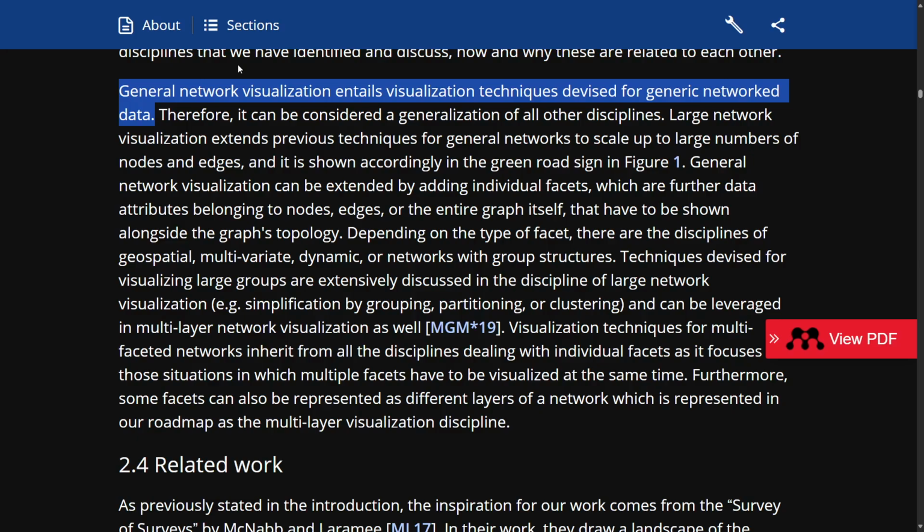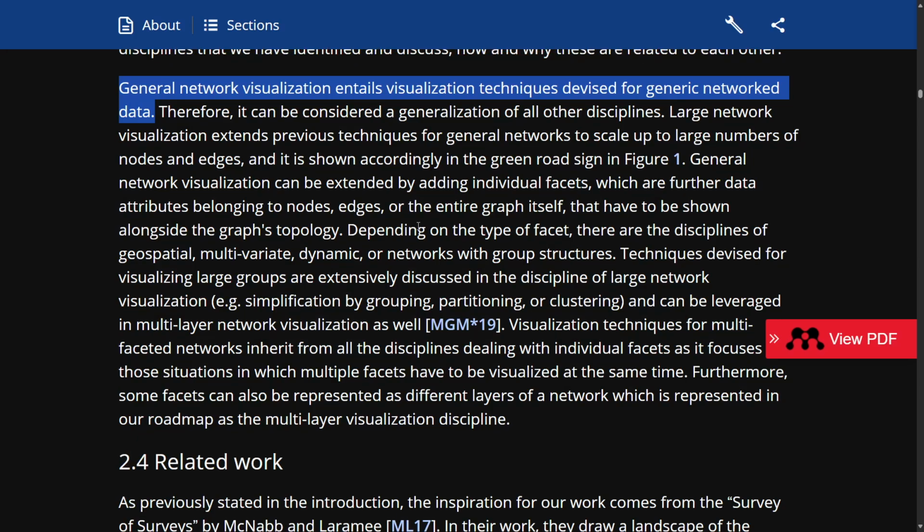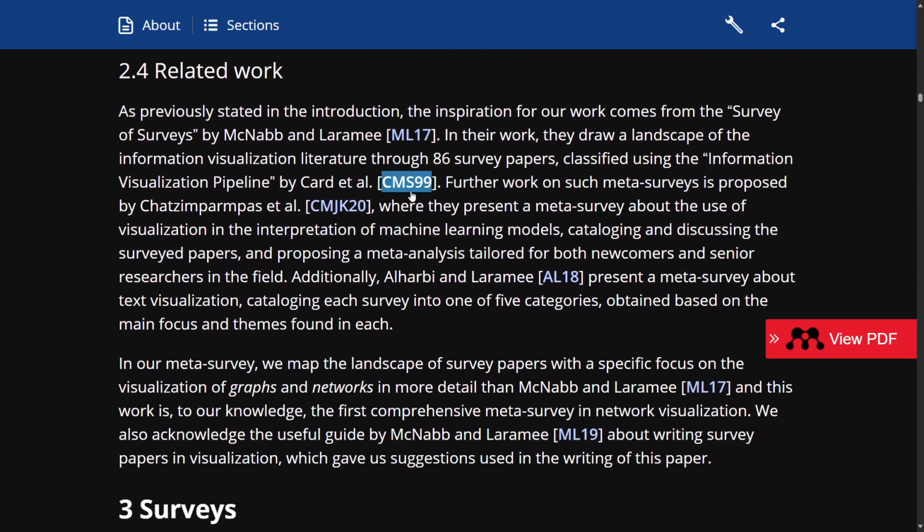Furthermore, some facets can also be represented as different layers of a network, which is represented in our roadmap as the multi-layer visualization discipline. 2.4 Related work. As previously stated in the introduction, the inspiration for our work comes from the Survey of Surveys by McNabb and Laramie, ML17. In their work, they draw a landscape of the information visualization literature through 86 survey papers, classified using the Information Visualization Pipeline by Card et al., CMS99.